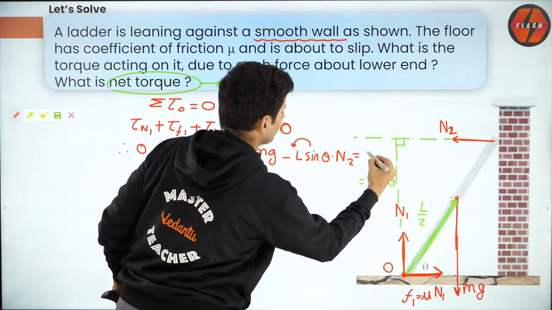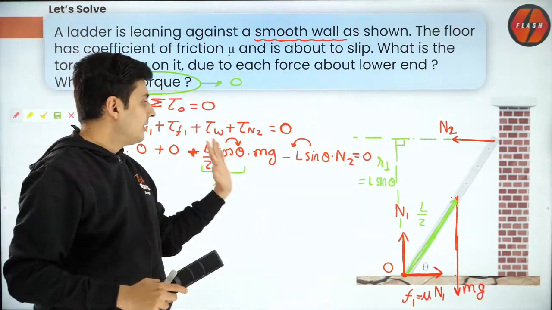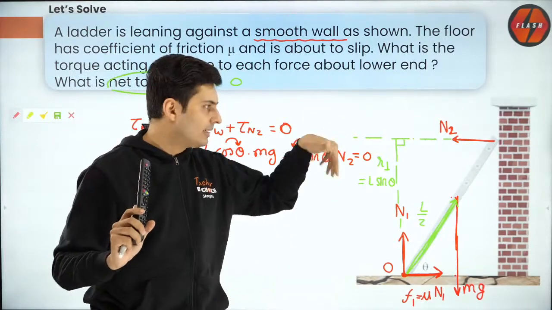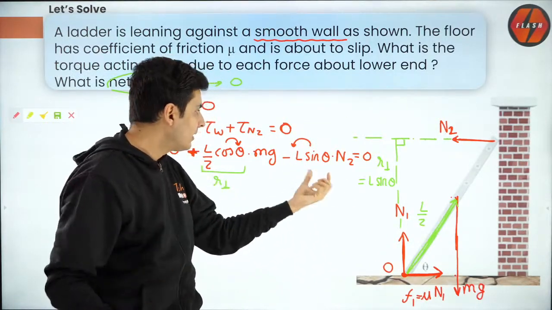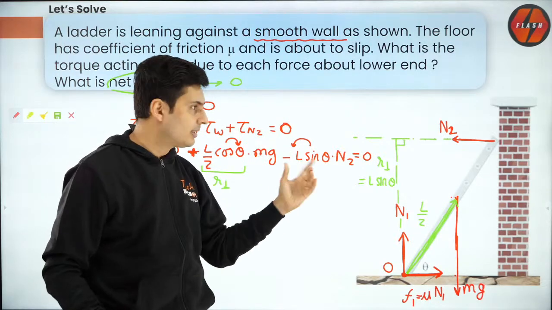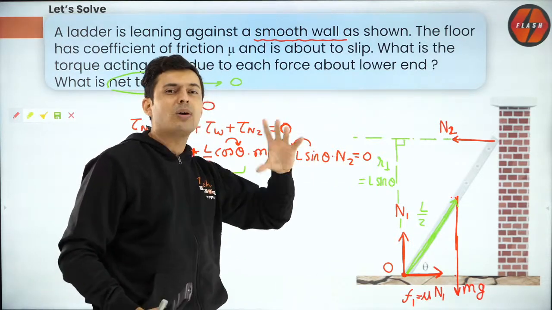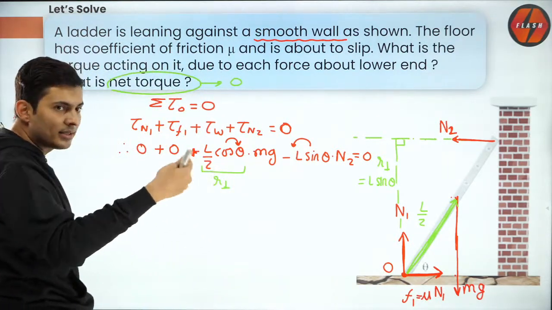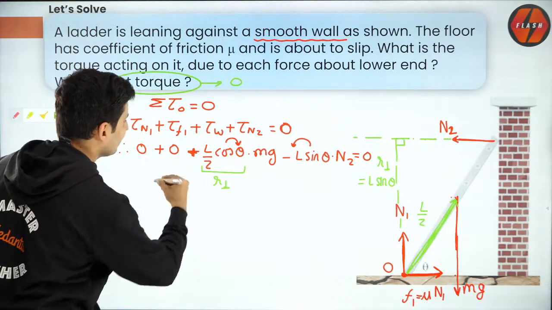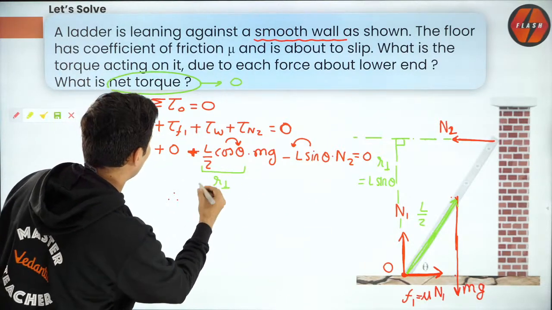Okay, this is 0. So understand there are a couple of things in torque, guys. One is the direction, plus or minus. Second thing is the distance. And the third thing is how much is the force and what is the angle. That's all. If you do it step by step, you will get the answer. Now just rearrange, guys, and I believe you'll get whatever you want.